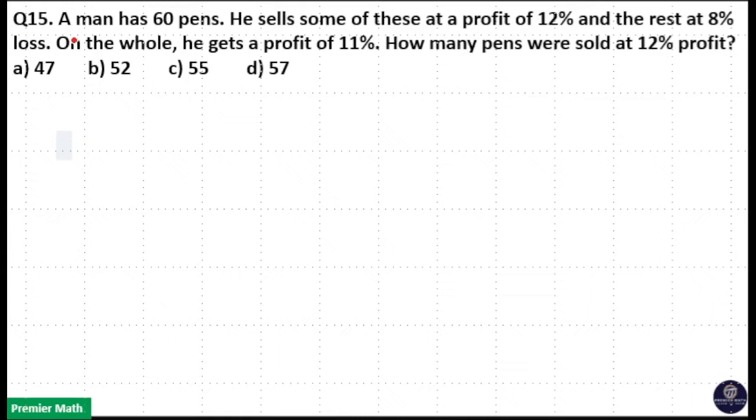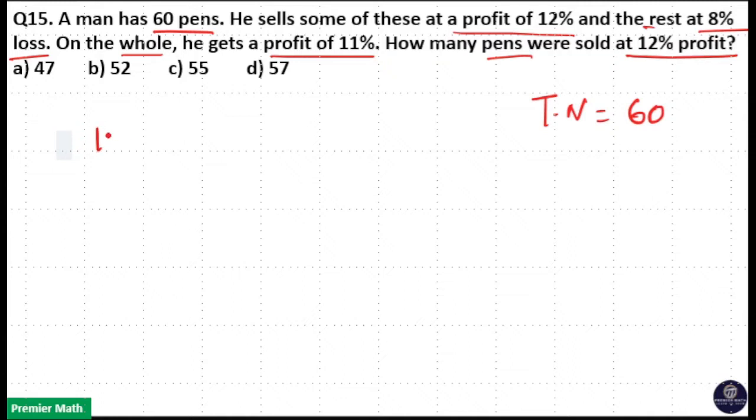Next is, a man has 60 pens. He sells some of these at a profit of 12% and the rest at 8% loss. On the whole, he gets a profit of 11%. How many pens did he sell at 12% profit? So the total number of pens is equal to 60 and some of these he sold at 12% profit.